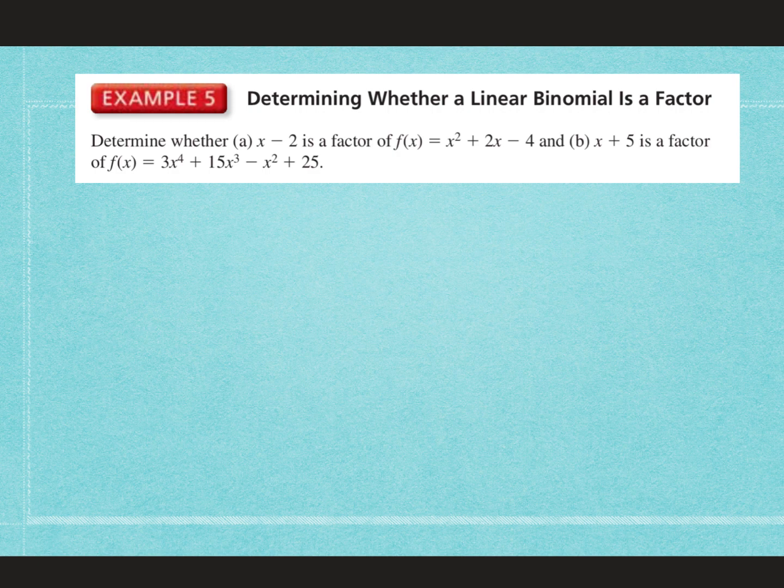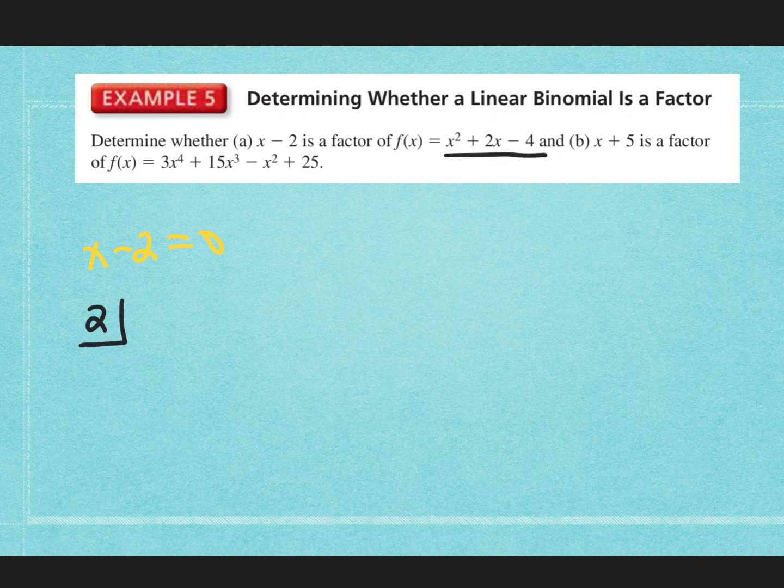All right, so let's look at A. Determine if x minus 2 is a factor. So the first thing we're going to do is set x minus 2 equal to 0. When you solve that, what do you get? Positive 2. So I'm going to take 2, I'm going to put up here in my corner, and I'm going to synthetically divide this.